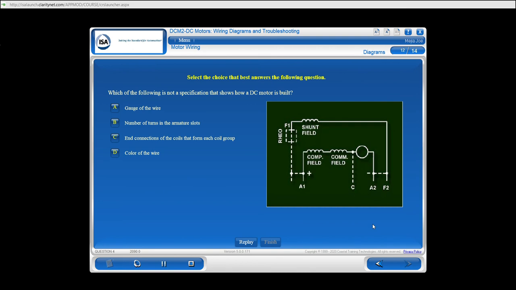Which of the following is not a specification that shows how a DC motor is built?